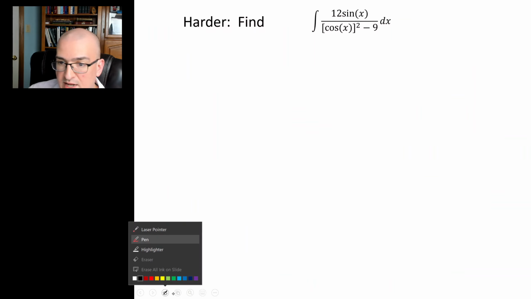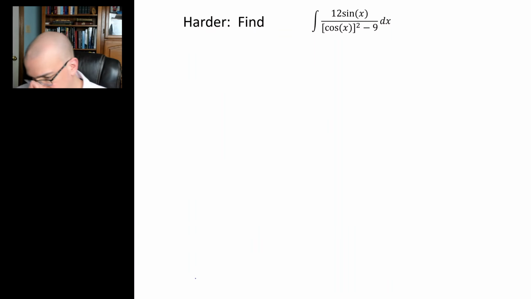Okay, here's something else that can happen. We could have an integral where it doesn't look like a polynomial at all. Integral of 12 sine of x over cos of x all squared minus 9. And I purposefully put the cos of x inside the parentheses instead of writing it as cos squared of x.